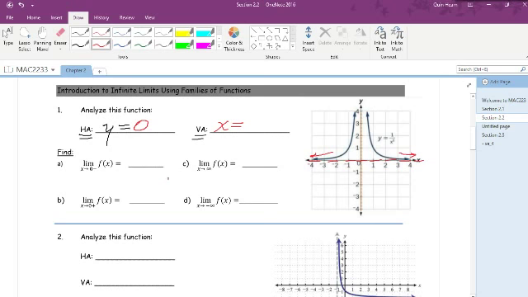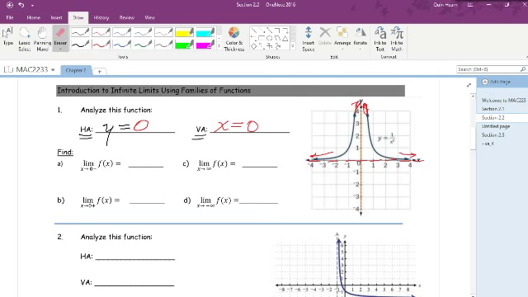Do you see a vertical line that the graph is getting close to? That's right, x equals 0. You see how the function's going up? As it's going up, it's getting closer and closer to the y-axis, which is the line x equals 0.